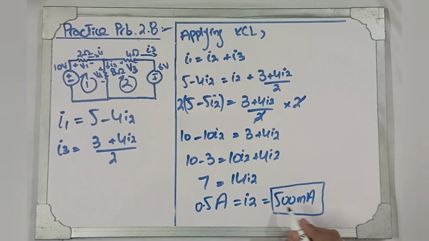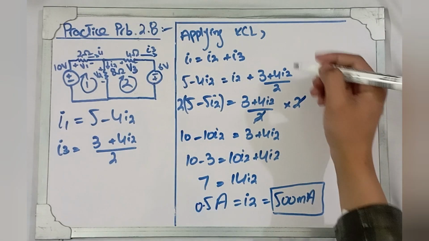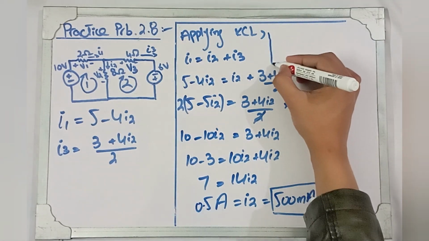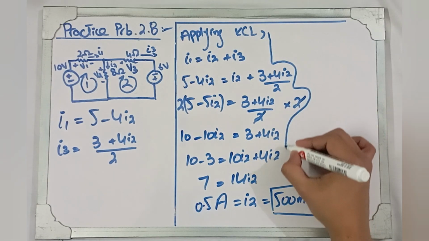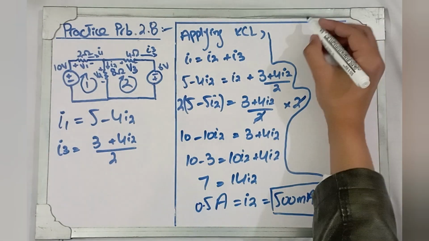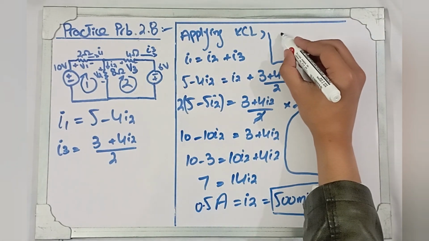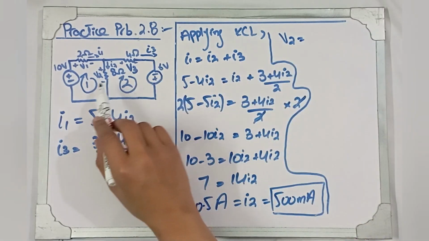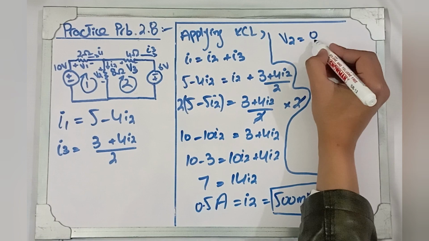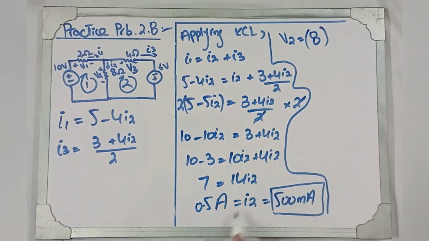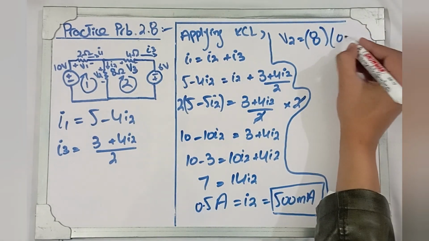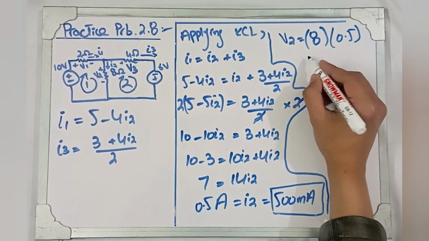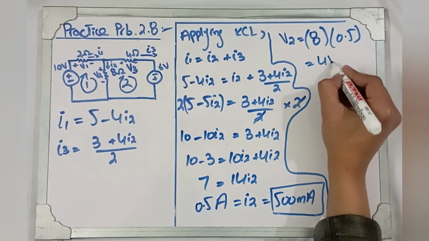Now we will find V2 by simply applying Ohm's law. Making a small partition here, now we will apply Ohm's law. So V2 will be equal to 8 into I2. 8 ohm is the resistor, so 8 into I2, which is 0.5, means half. So V2 will be equal to 4 volts.